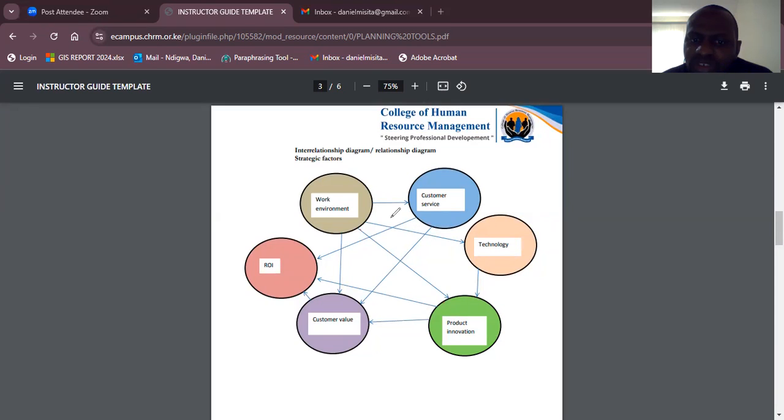So when you look at some of these relationships, you realize every activity plays a very critical role in the overall return on investment in the organization. Therefore, they need to come up with some of these activities so that once you have that relationship, it becomes very easy to maximize your potential as a business.